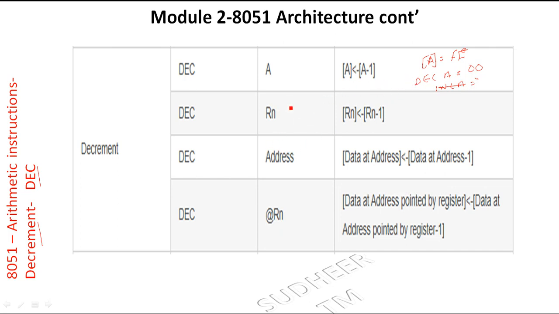DEC Rn, similarly DEC from R0 to R7 is possible. DEC with a direct address, as we discussed with the INC instruction: DEC 20H will decrease the content of memory location 20 by 1. Then DEC @R0 or @R1, in indirect addressing mode.